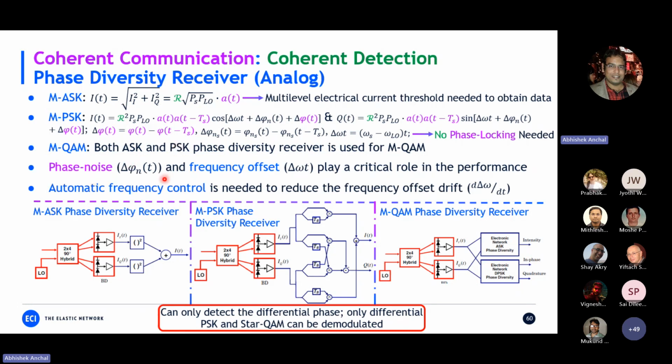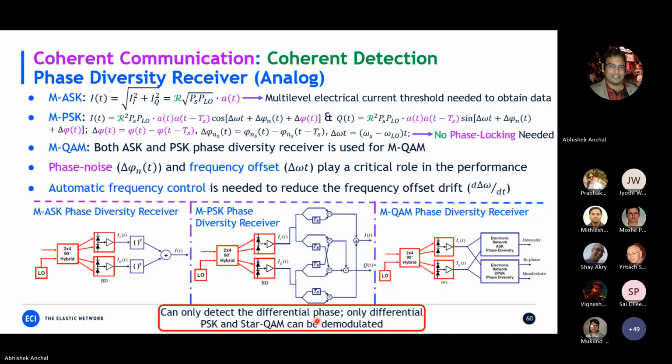So what is critical in this receiver is the phase noise term, which is present, and the frequency offset. And they use something called automatic frequency control. We are not going to discuss it here, but they use it to reduce the frequency offset drift, which is moving with time. It's not very effective, so that's why this method was abandoned and not used very much.